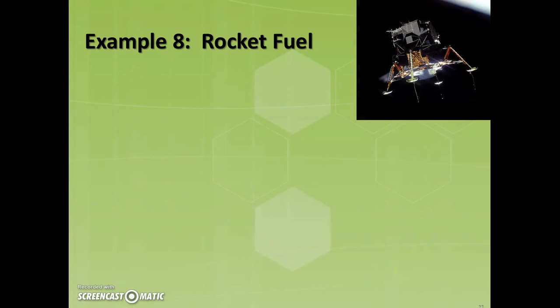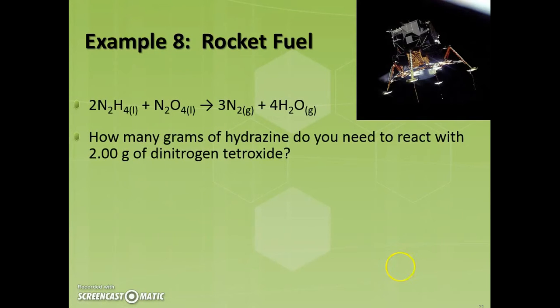Back to rocket science. How many grams of hydrazine should we put in the reactor if we put in 2 grams of dinitrogen tetroxide? Okay, first we'll build our stoichiometry term. The thing we need on the top, 2 moles of hydrazine, and the thing we are given on the bottom, dinitrogen tetroxide. Pull the coefficients from the balanced equation.